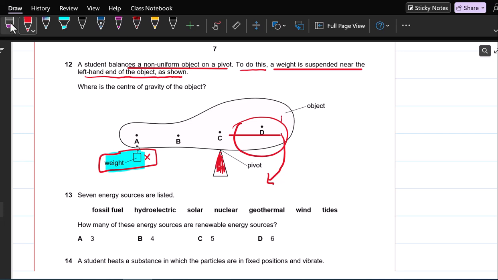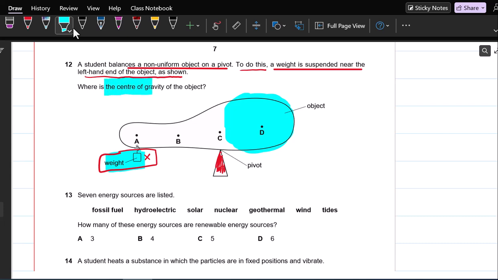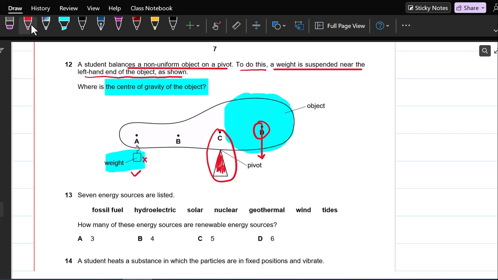And you can see at the right side of this object, there is a greater area, greater mass, you can say. So, where is the center of gravity of the object? If this object is pivoted at C and weight is hanged here so that it can be balanced, it can be in equilibrium state. So, it means its center of gravity is somewhere here at D. If weight is not going to be there, it will rotate like this. It will create a moment in the clockwise direction. So D is right option.